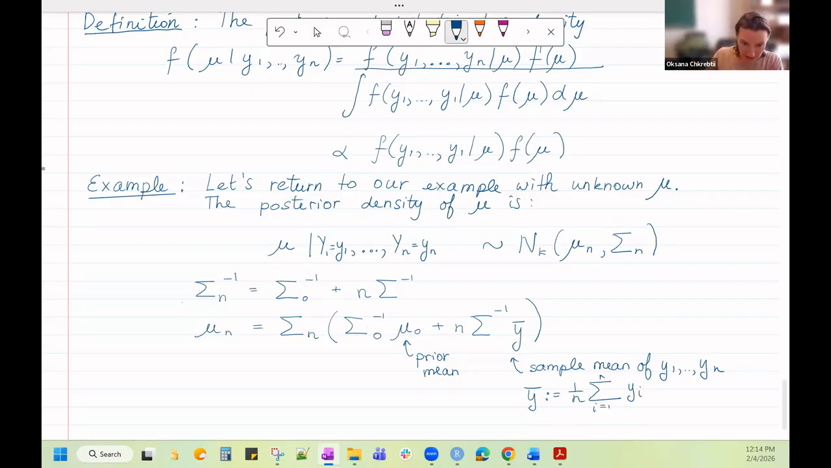So there's a nice interpretation here in that the posterior distribution is a weighted average of the prior mean scaled by the inverse prior covariance, and the sample mean of the data, which is an estimator of the mean, scaled by the inverse covariance of the data generating distribution.